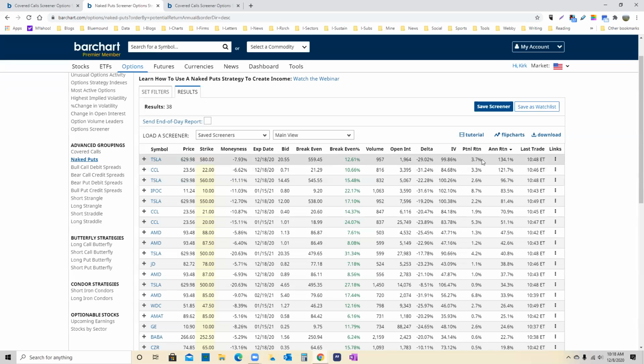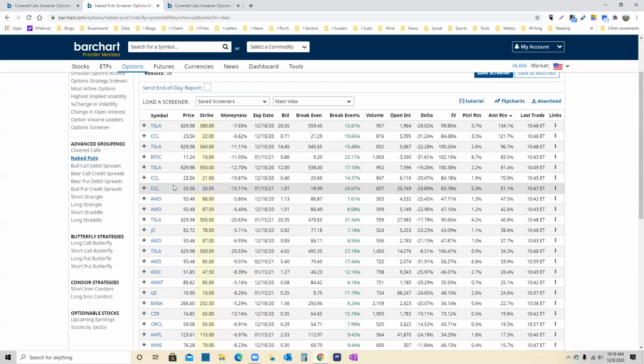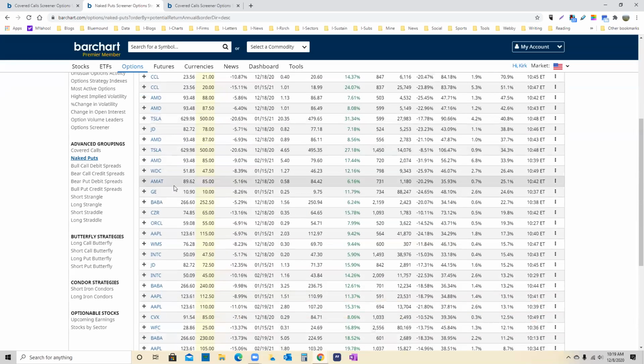Your potential return, 3.7%, because the premium is not super high. When you annualize that, if you did that every month, because it's about one month out, think about that, you're getting a heck of a return. Potentially, depends how things go. A lot of people trading this, high implied volatility. There's your delta there. Go right down the list of what you're seeing.